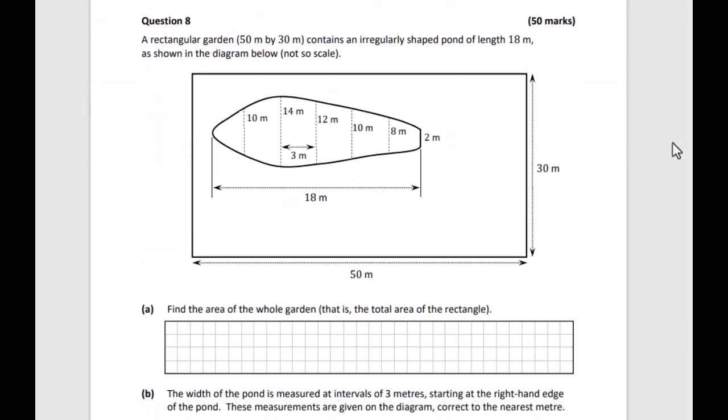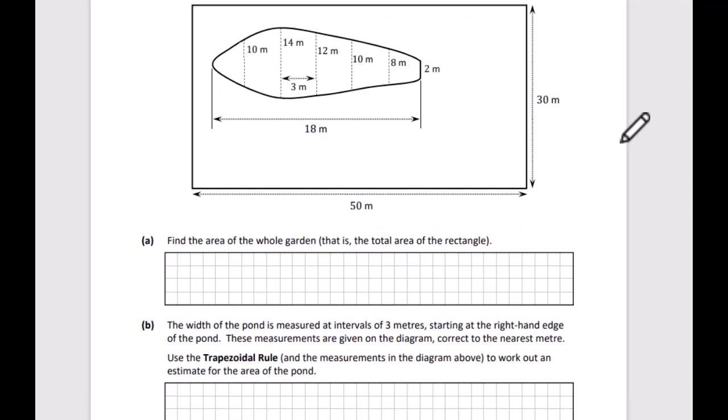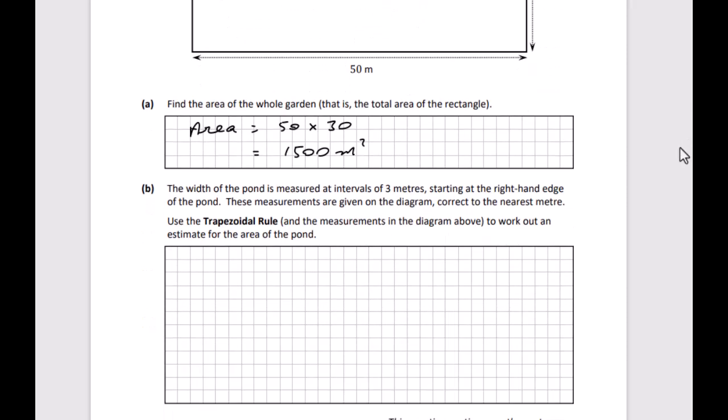Okay, so let's look at question 8. So a rectangular garden 50 by 30 meters contains an irregular shaped pond of length 18 meters as shown in the diagram below, not to scale. Find the area of the whole garden, that is the total area of the rectangle. Okay, so that's about as easy as you're going to get. The length is 50, the width is 30, so the area is equal to 50 times 30, which is just 1500 meters squared. The width of the pond is measured at intervals of 3 meters starting at the right hand edge of the pond.